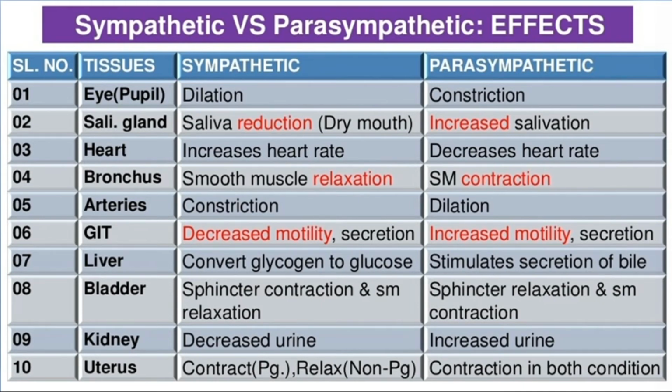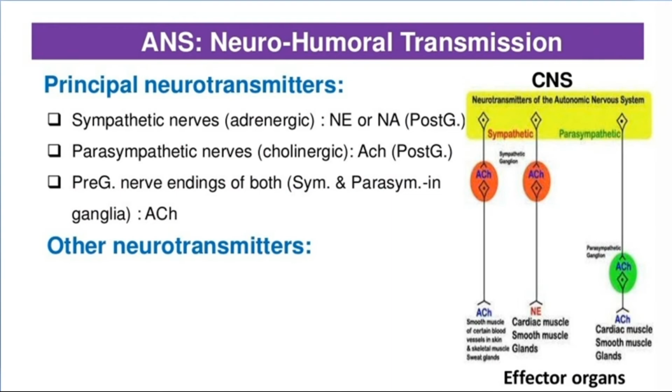Sympathetic system, sphincter contraction and smooth muscle relaxation. Parasympathetic, sphincter relaxation and smooth muscle contraction. Sympathetic, decreased urine, and parasympathetic we have increased urine. Sympathetic system, contract the uterus. In parasympathetic, contract the uterus. Both are the same in this case.